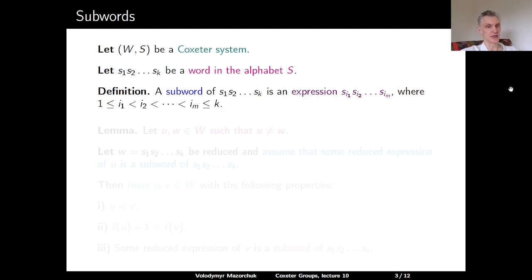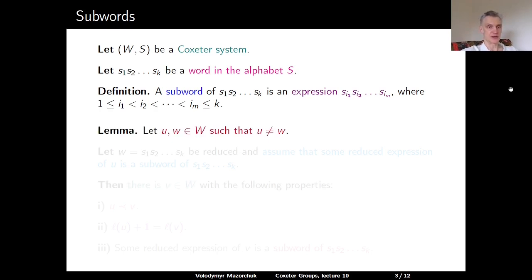s_{i1}, s_{i2}, and so on, s_{im}, where i1 is greater than or equal to 1, i2 is greater than i1, and so on, and im is greater than i_{m-1}, and im is itself less than or equal to k. So we just take the word s1, s2, sk and delete some letters in it. What remains is a subword.